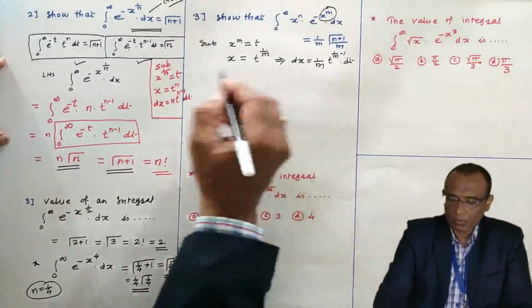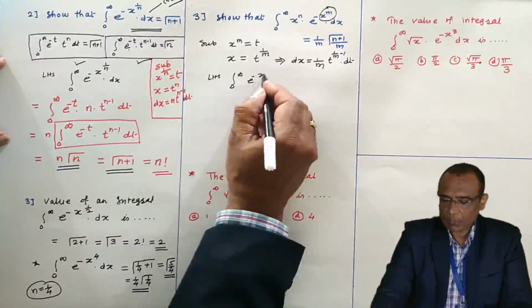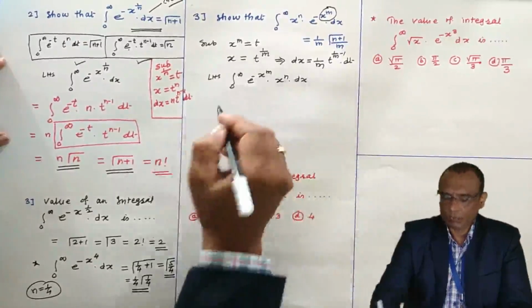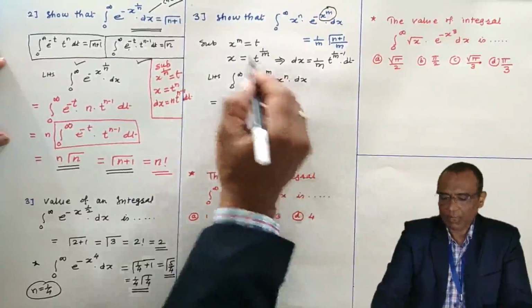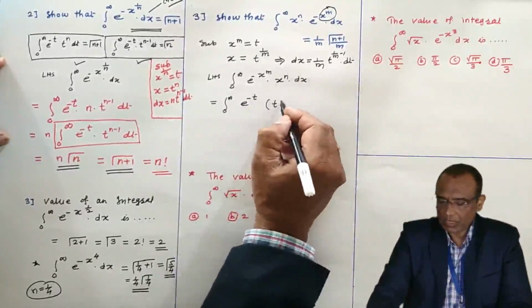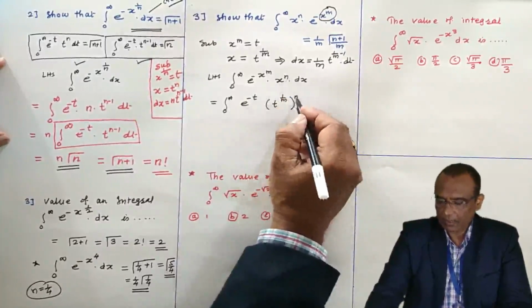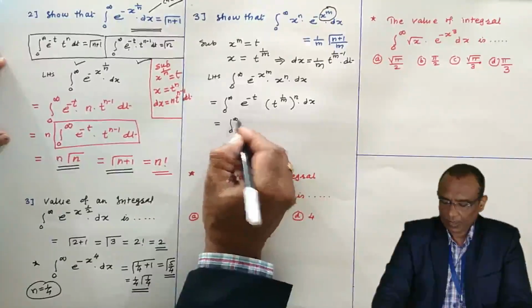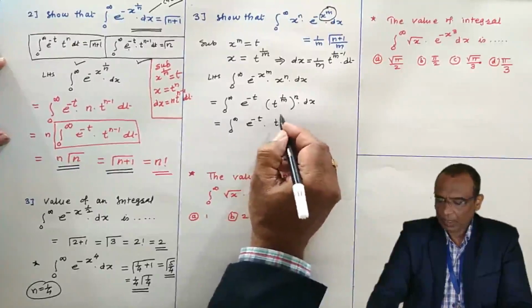Now, consider the left hand side, 0 to infinity, e power minus x power m, x to the power n, dx. This integral we are going to evaluate. 0 to infinity, e power minus t, because x to the power m is equal to t, we are substituting. The value of x I have to substitute. The x value is t power 1 by m. This is the value of x, power n in this one. Now, 0 to infinity, e power minus t and t power n by m.